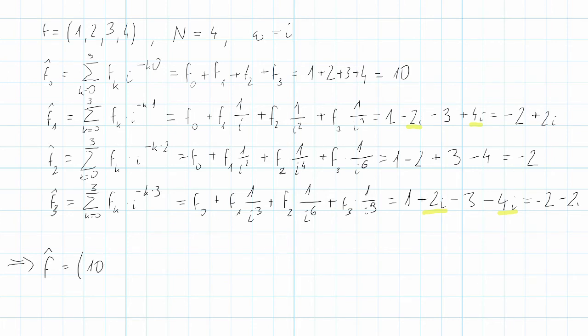So all in all, the discrete Fourier transform of our f is a sequence consisting of 4 elements. It's 10, minus 2 plus 2i, minus 2, minus 2 minus 2i. That's it. So this is a way of computing the discrete Fourier transform just directly by definition, straight out of definition.